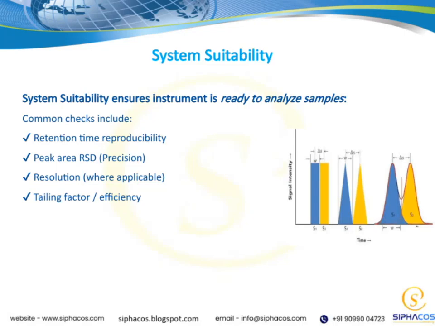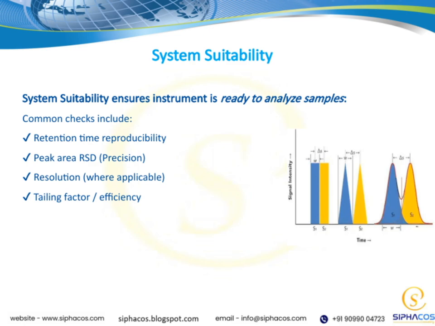System suitability is a crucial part of our analytical process because it helps us confirm that our instrument is ready to analyze samples accurately and reliably. It's like a quality check before we move forward with actual sample testing.